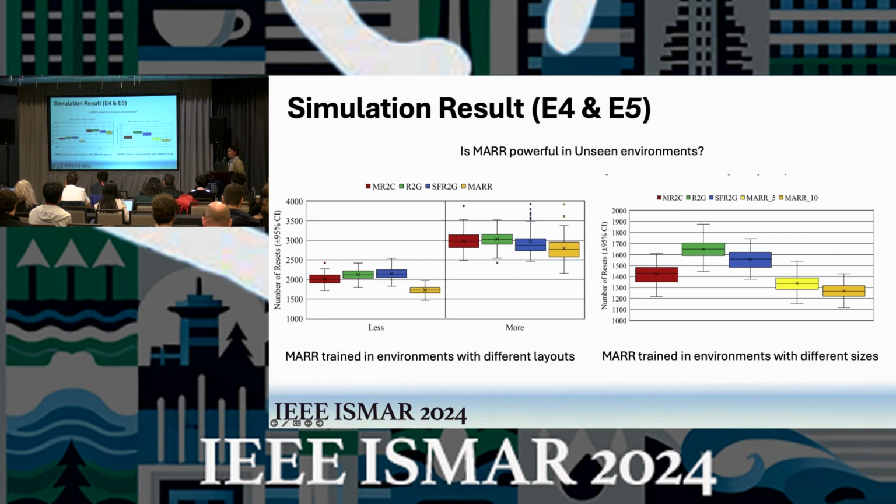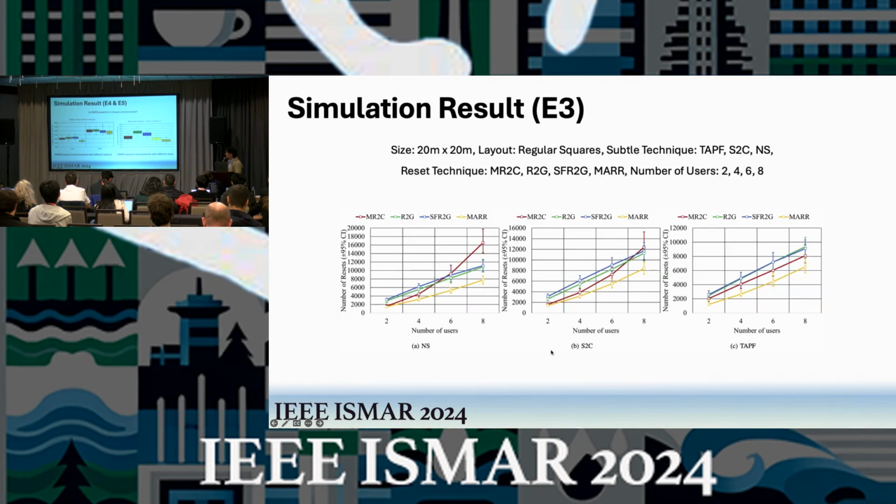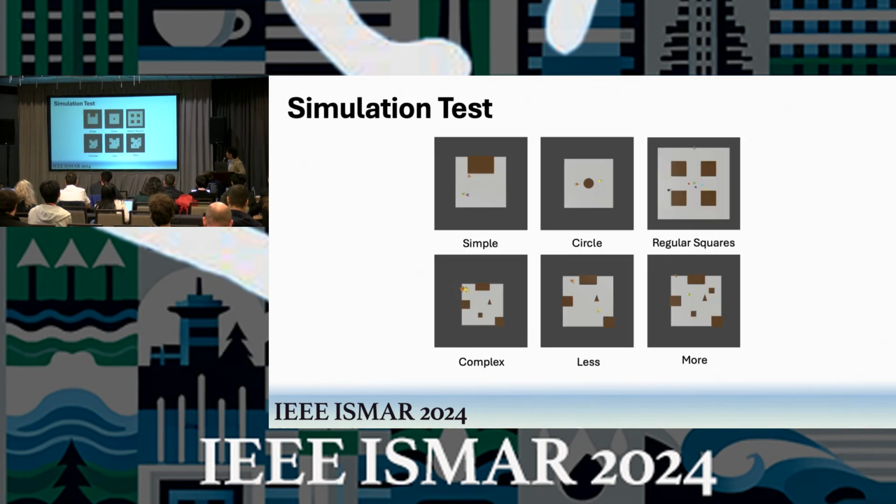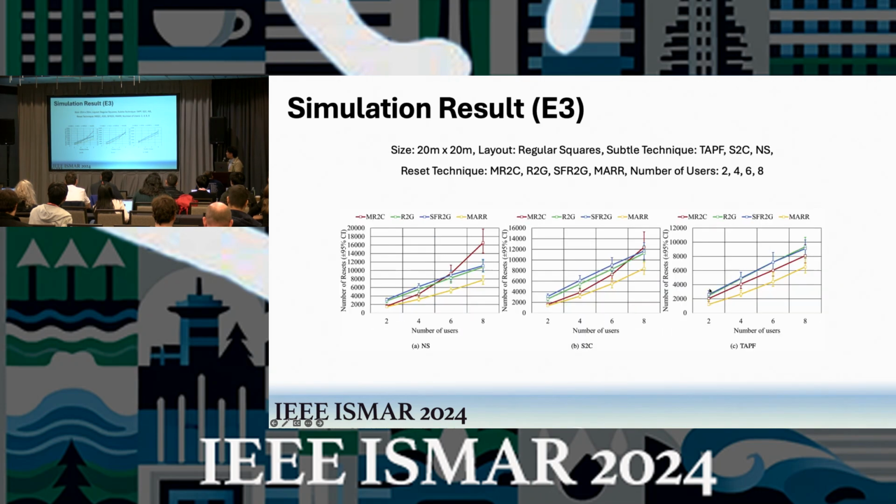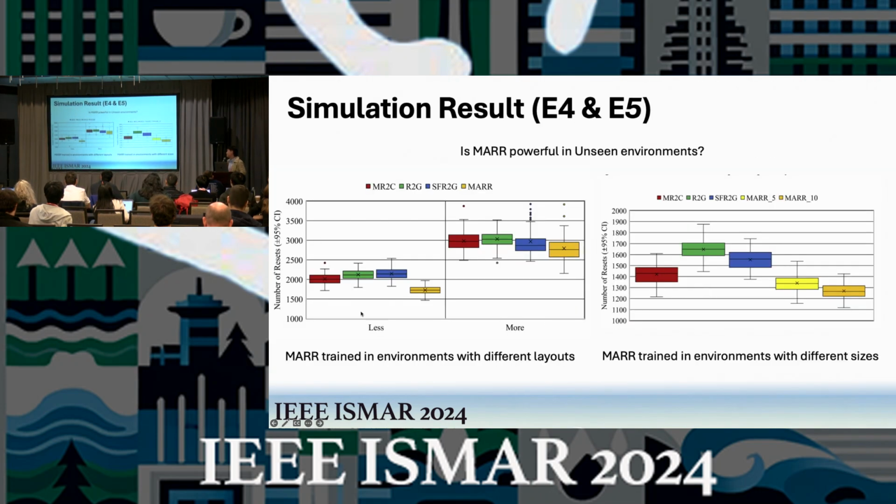And finally, we wanted to think about whether our model can also be powerful in unseen environments, which means that MARR is trained in a specific environment, but for generality, it can perform in other conditions of the environment. So we tested in experiments 4 and 5. We tested in the less and more layouts, which means that at first we trained our model in the complex layout, and we tested in the less and more layouts, where one obstacle is removed from the complex layout and one obstacle is added. And still, our performance is better than the existing reset controller.